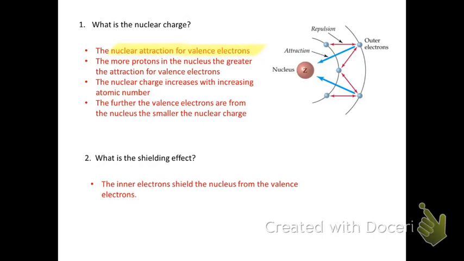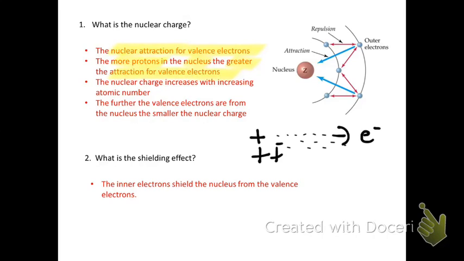The more protons that are in the nucleus, the greater the attraction for valence electrons. And that should make sense to you, because if you remember that if you have a proton, it has an attraction for an electron. Let's lay out here in this valence shell. And if you add more protons, then there's going to be an even greater attraction on that electron in the valence shell. Alright?